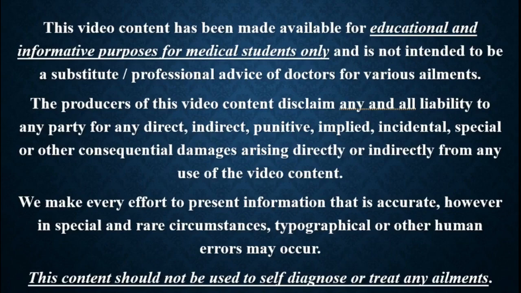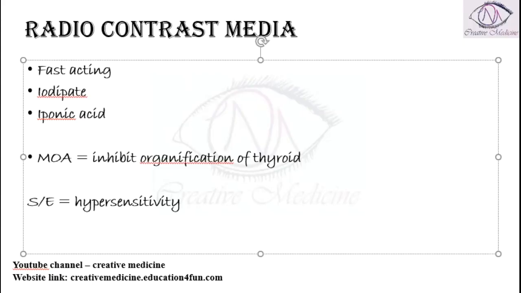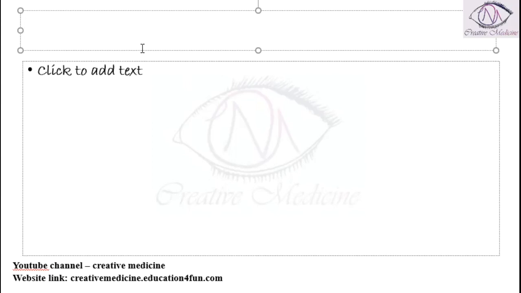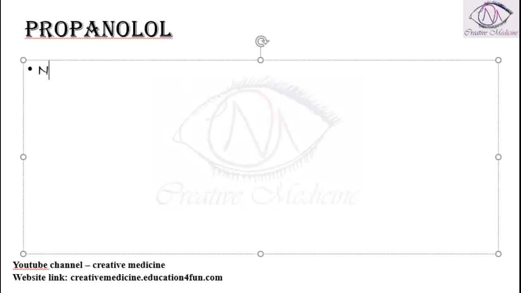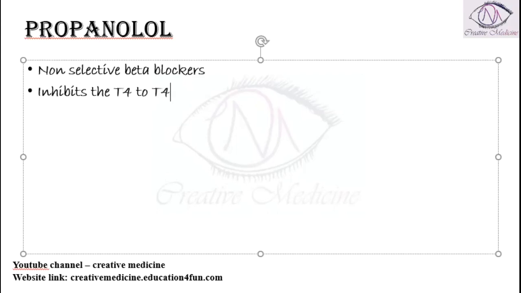In this lecture, we will learn about propranolol. Propranolol is a non-selective beta blocker. It mainly inhibits the T4 to T3 conversion. Apart from this, it has no action on the thyroid pathway.